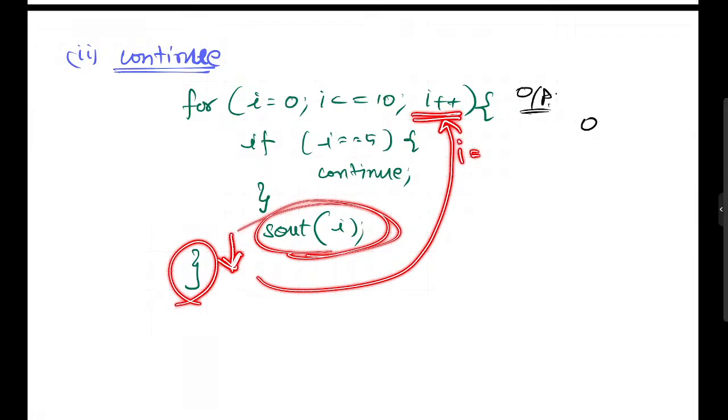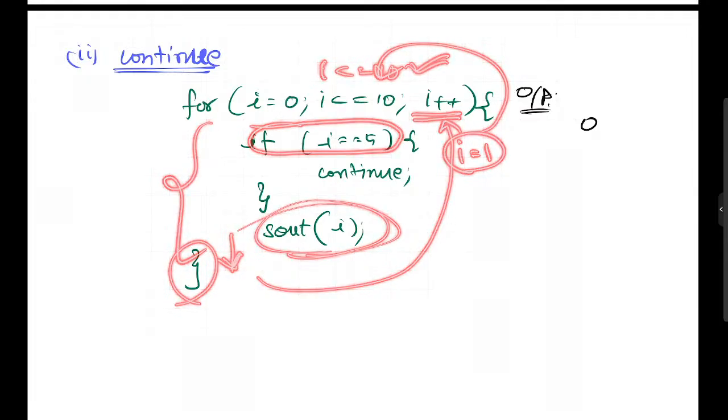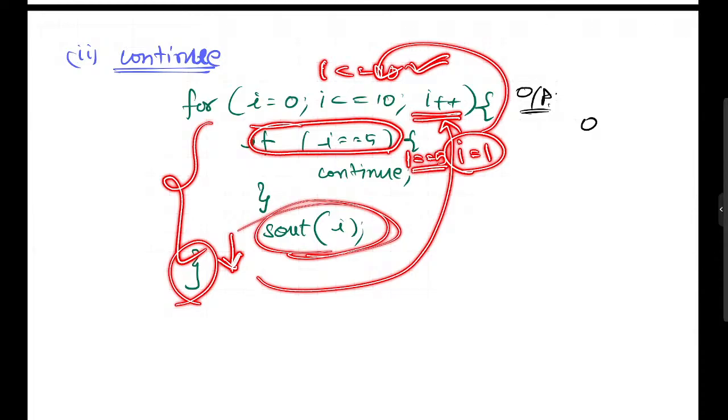Now I becomes 1. Once I becomes 1, go here and check 1 less than or equal to 10. True. Once it is true, go and execute this body. In this body, the first statement is, is 1 equal to 5? If it is equal to 5, then only this block can be executed. It is not equal to 5. Then go ahead and execute the print. What is the output here?